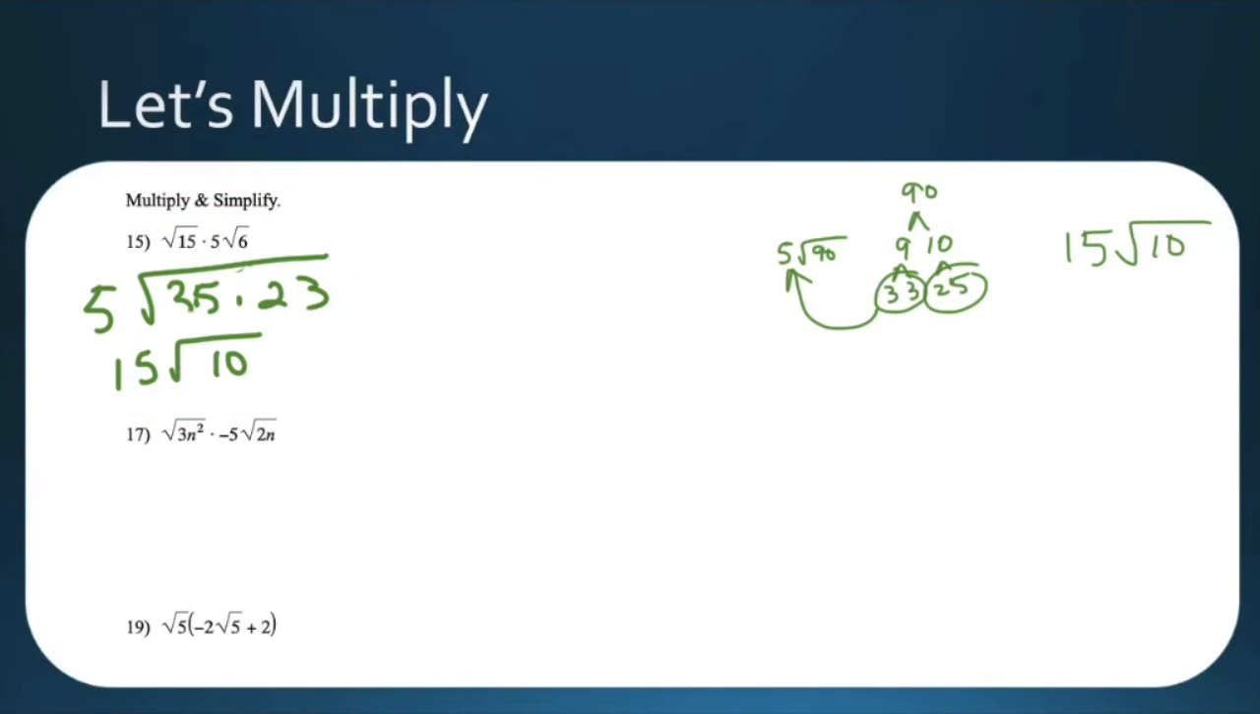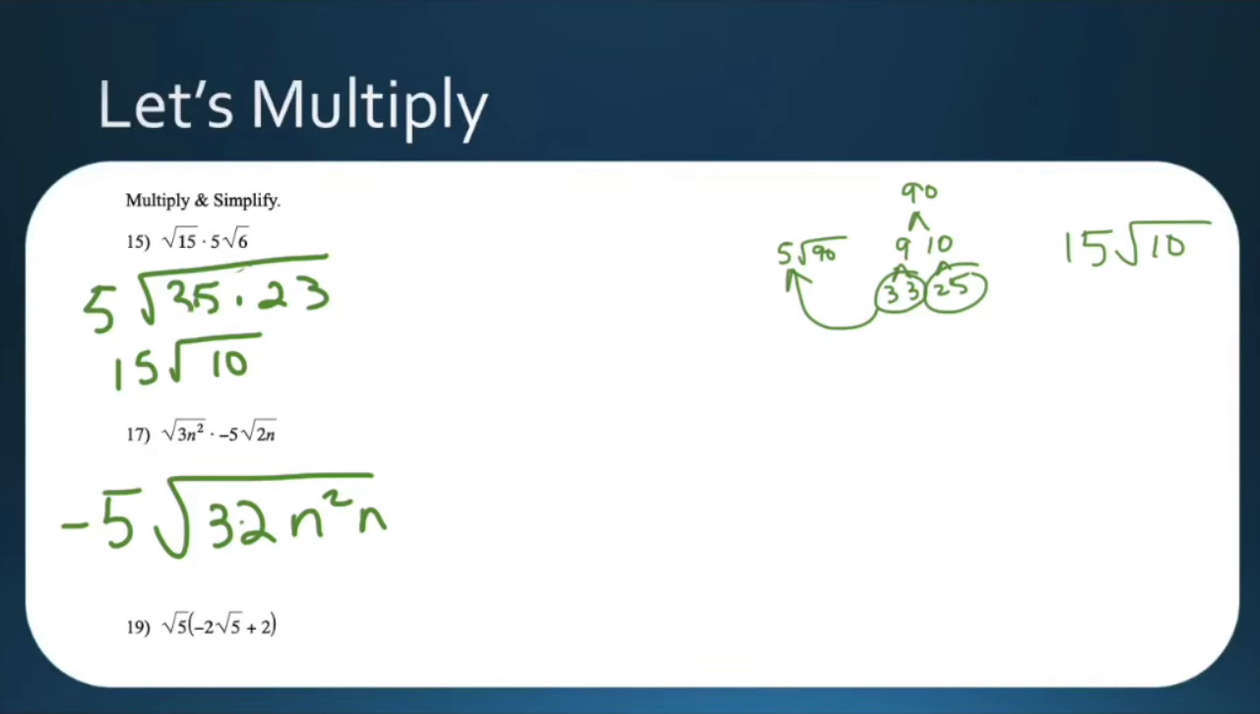Let's do the next one. Right here. So we could put this all under 1. I have a -5 on the outside. I have a 3 and a 2 from the coefficients. And we have an n squared and an n.